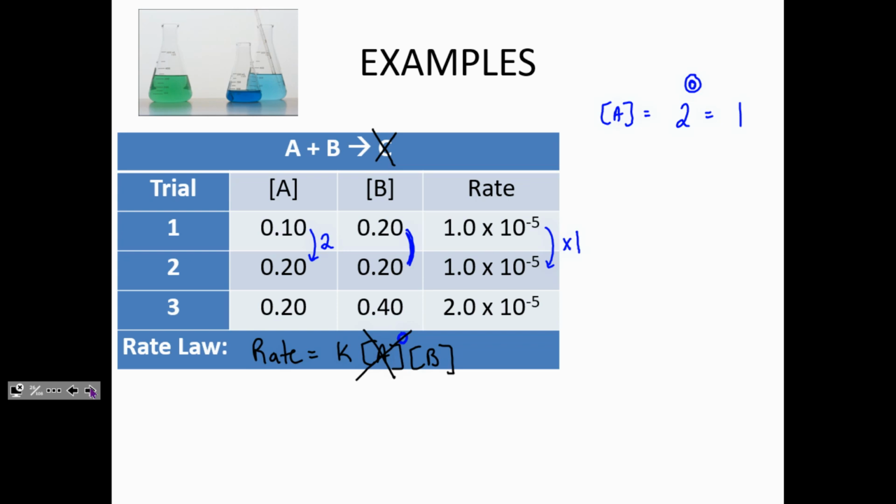For B, we need A to stay the same. That happens from trial 2 to 3. B doubles from 2 to 3, and the rate doubles. So for B, 2 to the what power gives me 2? That would be a 1. So if I rewrite the rate law, it would be rate equals K times B. And you could put the 1 there if you'd like. It's not necessary, but the A is not even going to show up.